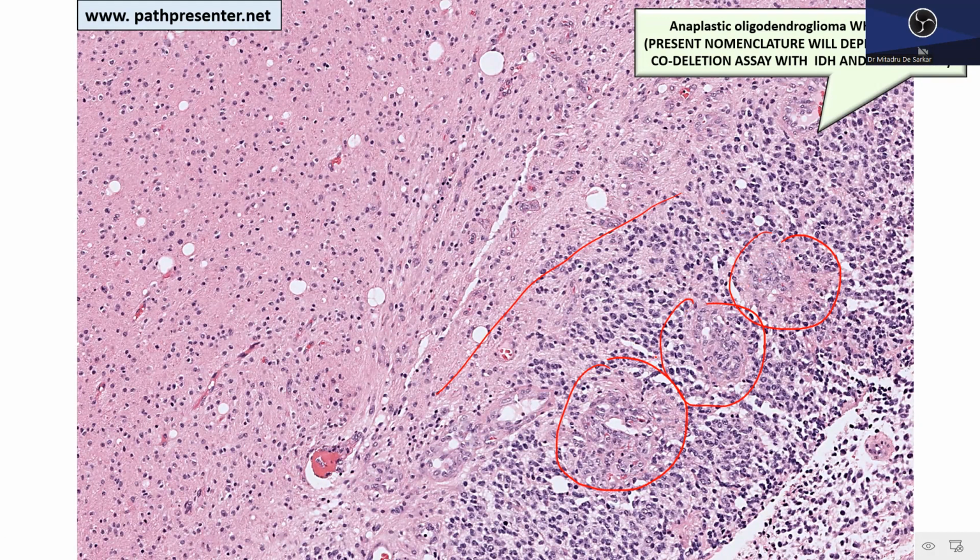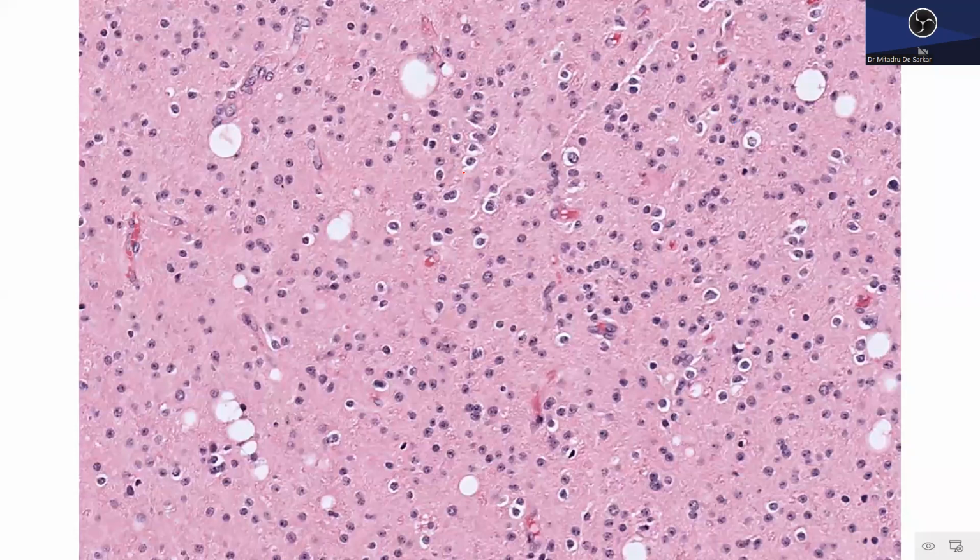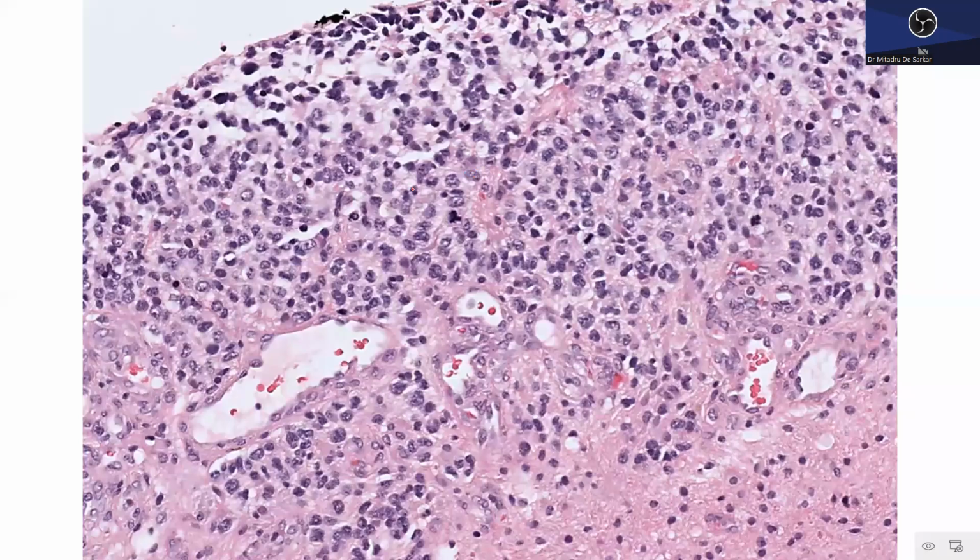Again, in this present era, we shall have to assess for ATRX, IDH1, and the 1p19q co-deletion assay, and give a diagnosis of oligodendroglioma, IDH mutant, 1p19q codeleted, grade 3. Observe that the anaplastic terminology has gone out of the window, so we will not use that term anymore. So these are the grade 2 areas in this particular tumor, while these are the grade 3 areas. Obviously, you see there is a higher cellularity and increased mitotic activity that you are spotting over here.